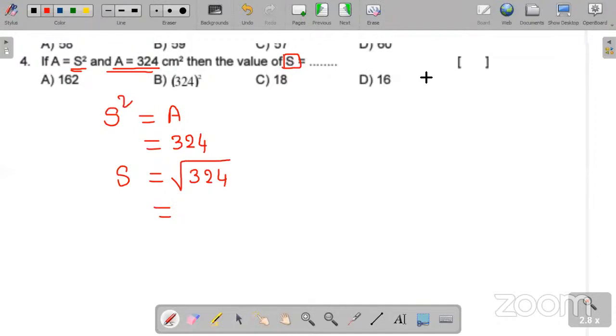Very good. 18. Mukkal. Yes. Very good, Nana. Absolutely correct, Nana. 18. Wonderful job. C is the right answer. Not 17. 17 square is 289.